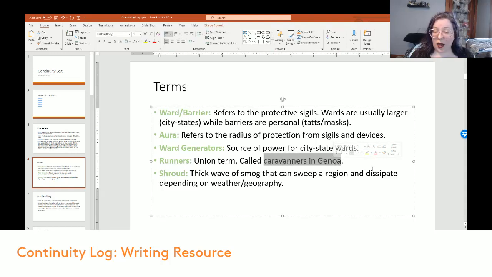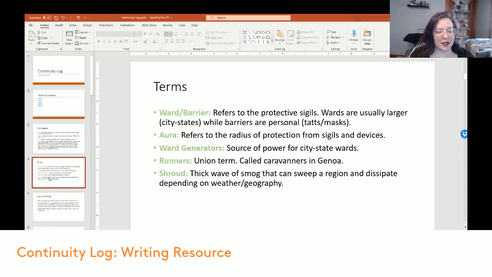So while all the people who are out collecting energy are called runners universally, in Genoa they are called caravanners. So we have different things like that. It's not something like ward or barrier where it's interchangeable no matter who you're talking to. This is exclusive to a certain city-state. So that's where I use it.